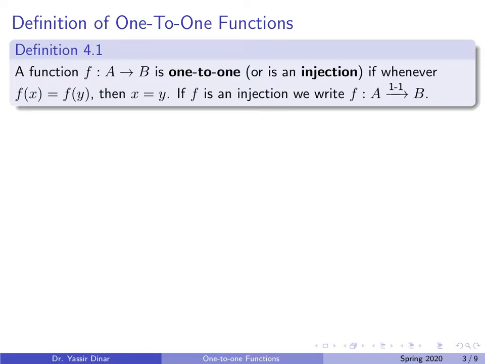The definition says that whenever you have two elements that have the same image, that means these two elements are equal. In other words, we can say that different elements must have different images.